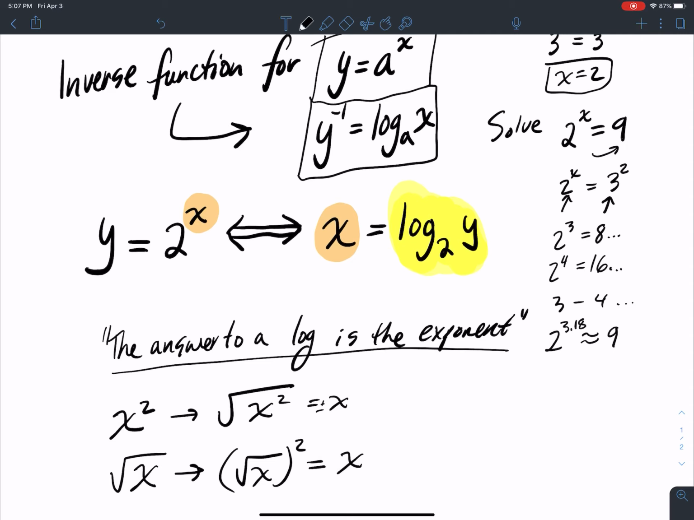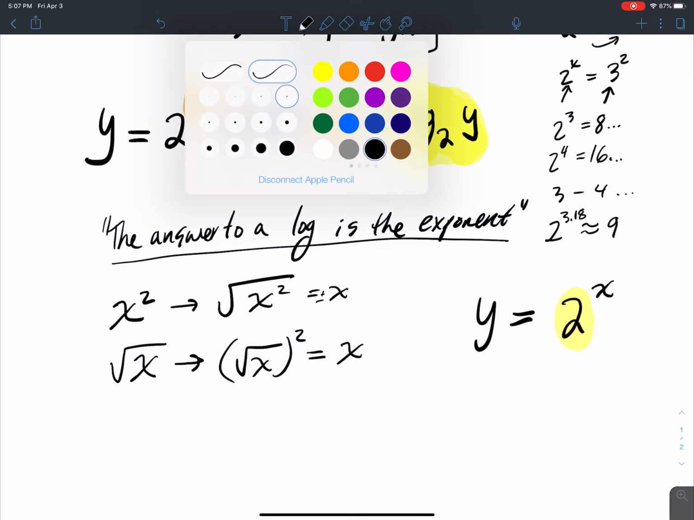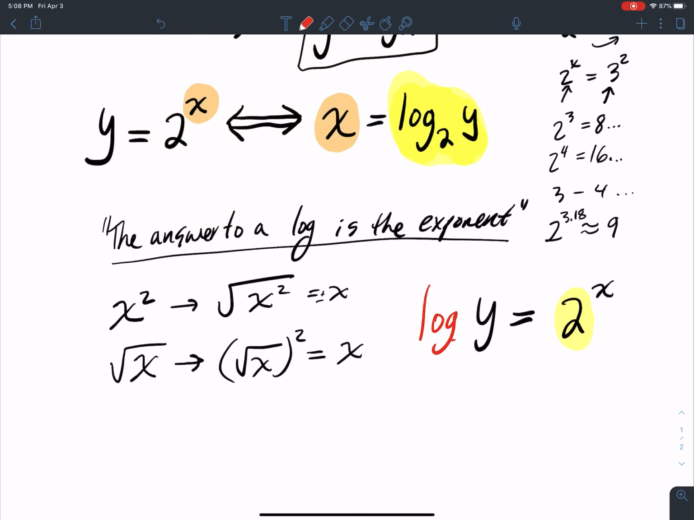If I want to turn y equals 2 to the x into a log, what base do I have here? This base is a base 2. So what I'm going to do is log base 2 both sides. When I log base 2 both sides, I get log base 2 of y equals, and what happens? I get log base 2 of 2, which cancels. It's like the logarithm cancels out that base, and all I have left is my x.